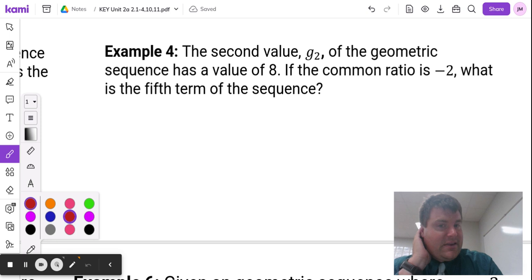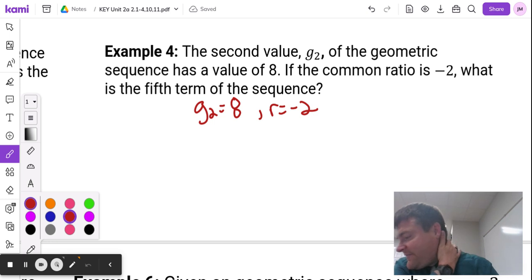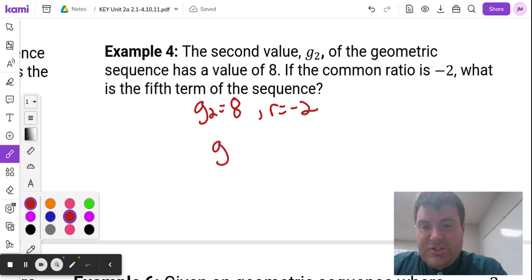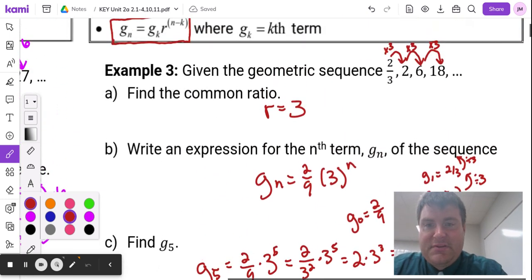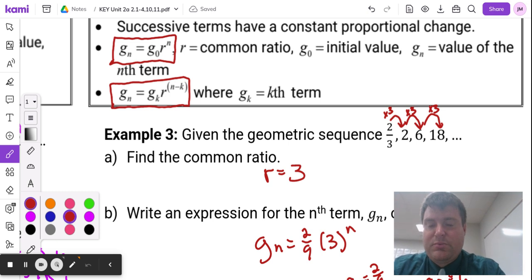Next problem, the second value, g of 2, of a geometric sequence has a value of 8. Common ratio is -2. What is the fifth term of the sequence? So I want g of 5. So real quick, let's find g of n. And since I only have two things, or one thing rather, I have the r and the g sub k, I'm going to use this one right here, the bottom one.